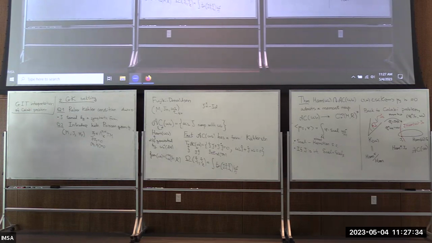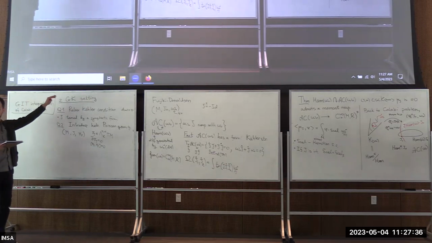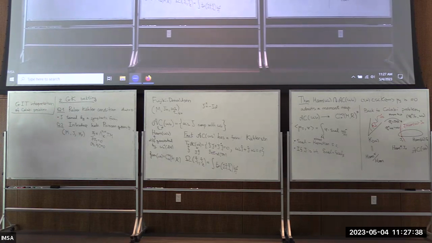So my point is that in this generalized Kähler setting... Any questions? It was kind of a little pitch for why you should consider this geometry. So now let me give you a specific definition. Let me first explain what this compatibility condition is.